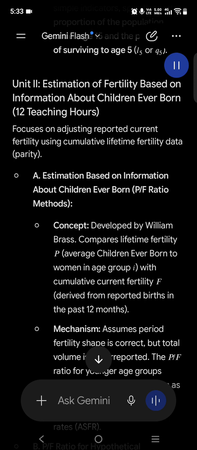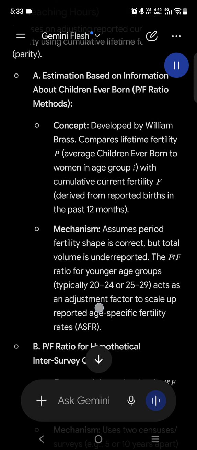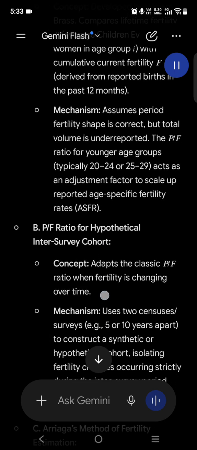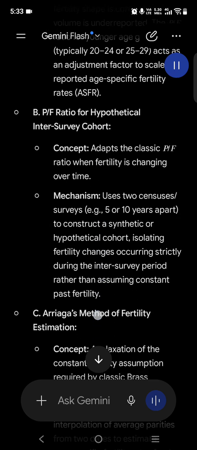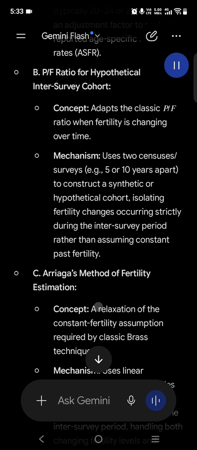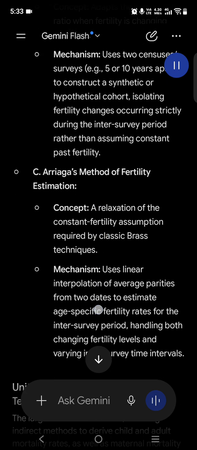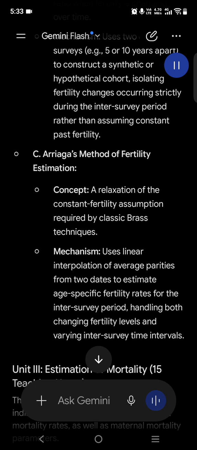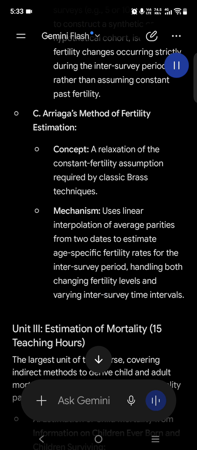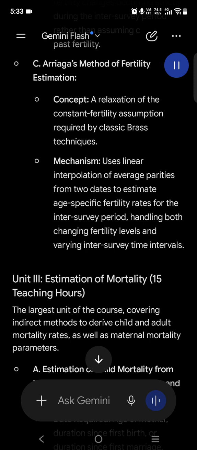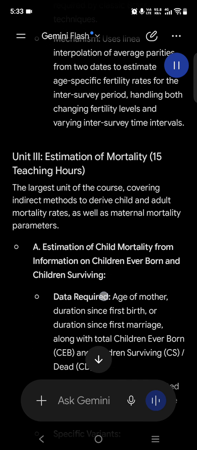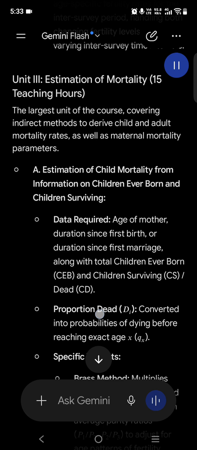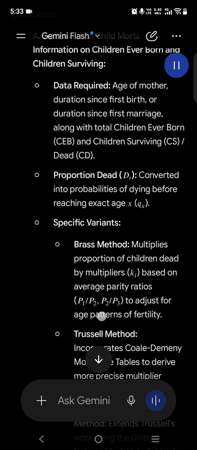1. Data requirements: what surveys, censuses, or age distributions are required. 2. Assumptions: what underlying conditions, e.g., constant fertility, closed population, stable age distribution, must hold. 3. Limitations and biases: how reporting errors, recall bias, age misreporting, impact results. 4. Evaluation and interpretation: how to adjust and interpret output parameters.